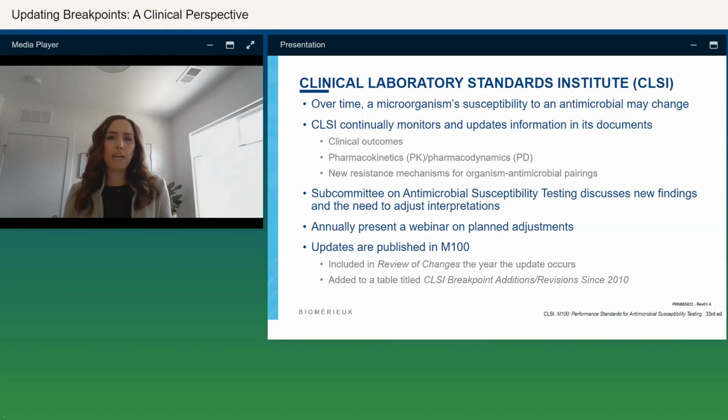So in the beginning of the M100 document, there's a review of changes since the last time it was published, as well as a table that summarizes all of those changes since 2010. They also have webinars to discuss these changes, and then it also presents an opportunity to ask questions.